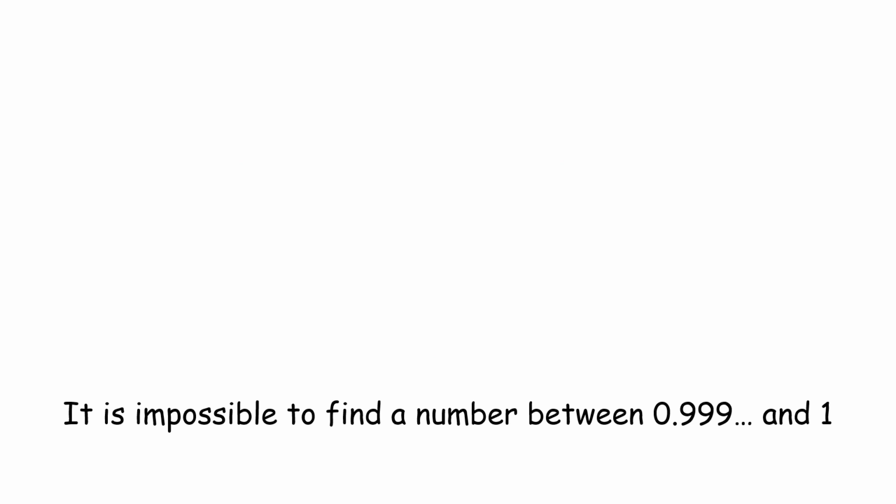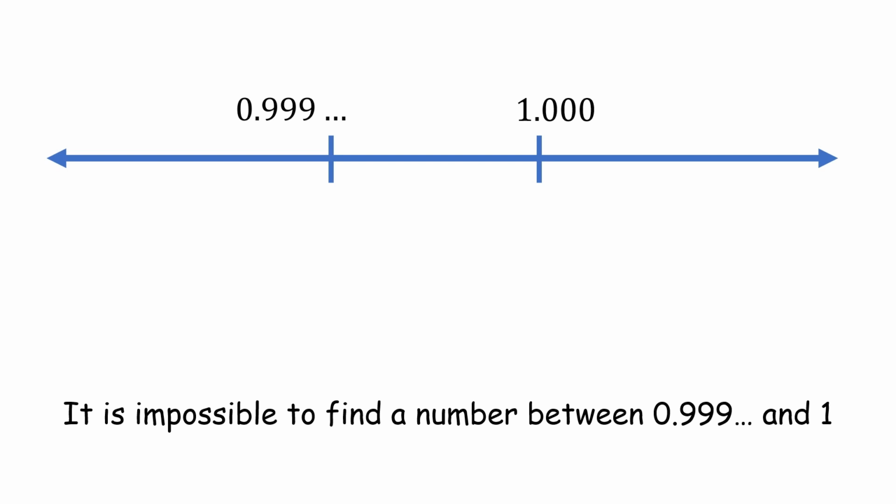Now what we want to say is that it's impossible to find a number between 0.99999 and 1. In other words, there is no space between these two numbers, or they are actually the same. Let's assume they are separate. So their locations on the line are two different points, and there is a space between them. And let's say that this space has a number that fits inside.